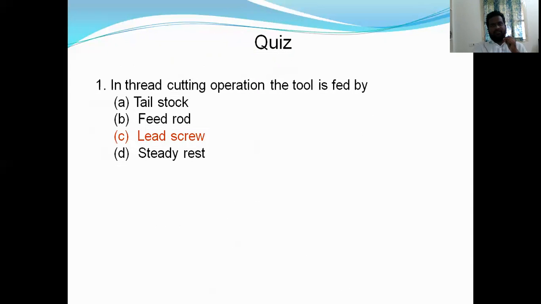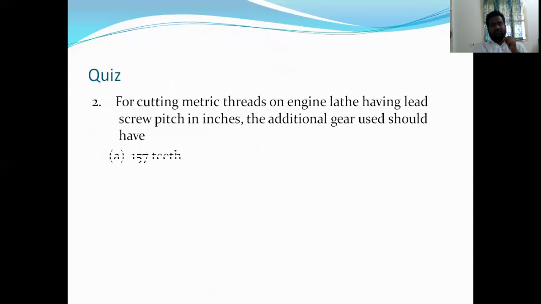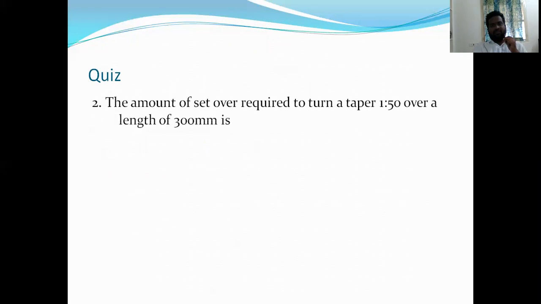In thread cutting operation, the tool is fed by the lead screw. Cutting metric threads on a lathe having 127 teeth. The amount of set over required to turn a taper of 1 in 15 over a length of 300 mm is?